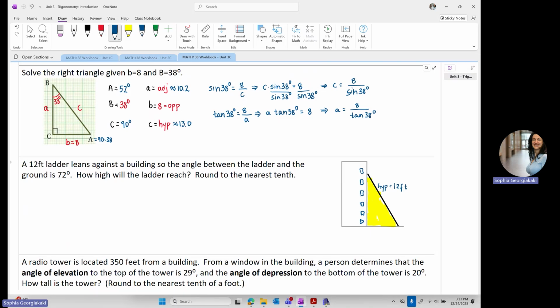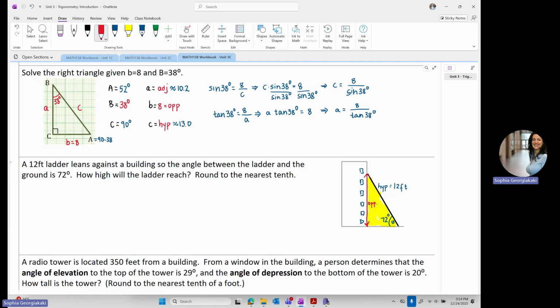And it leans against the building so that the angle between the ladder and the ground is 72 degrees. So this is the 72 degrees over here. Let's call this angle theta. And they are asking us how high the ladder will reach. So they are actually asking us for the length of the opposite. So the question is, how long is the opposite side to the angle theta?